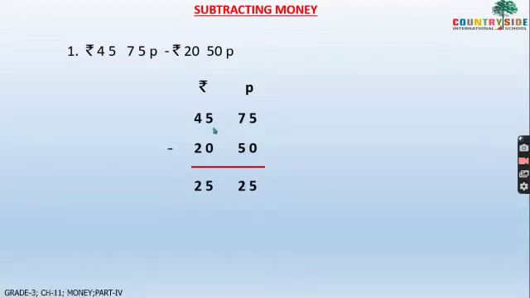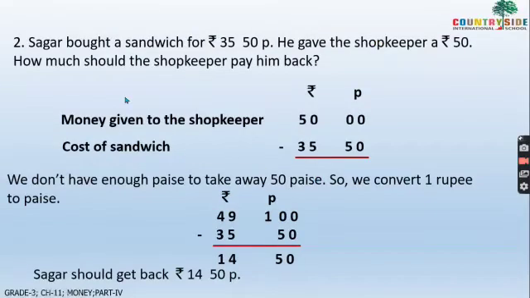Then in the rupees column how will you do subtraction children? 5 minus 0 is equal to 5 and 4 minus 2 is equal to 2. Like this you have to subtract children. Subtraction we have already done, but here we have to do the subtraction of money. Only the difference is you have to write rupees and paise differently in different columns. Now see example 2 here.